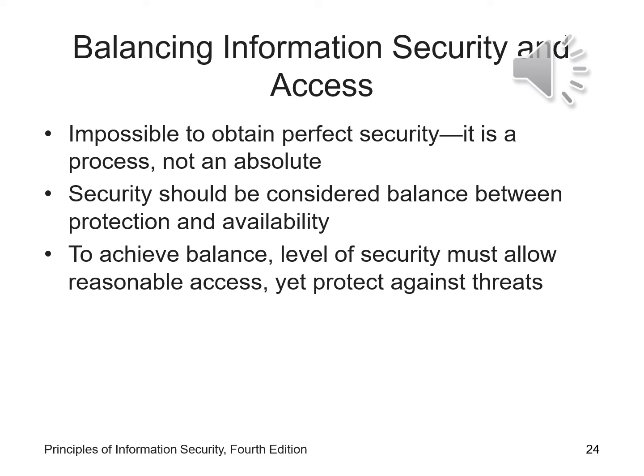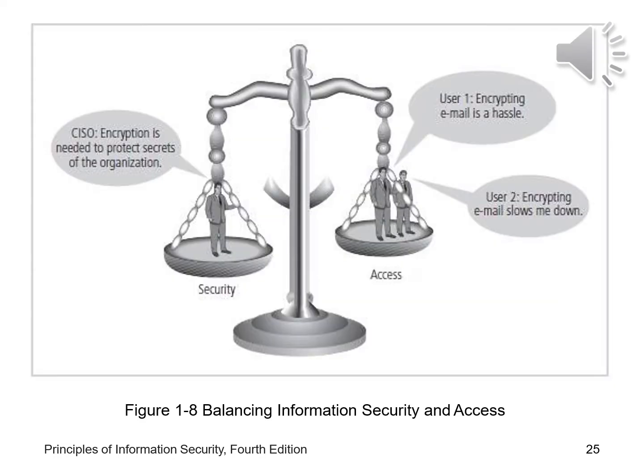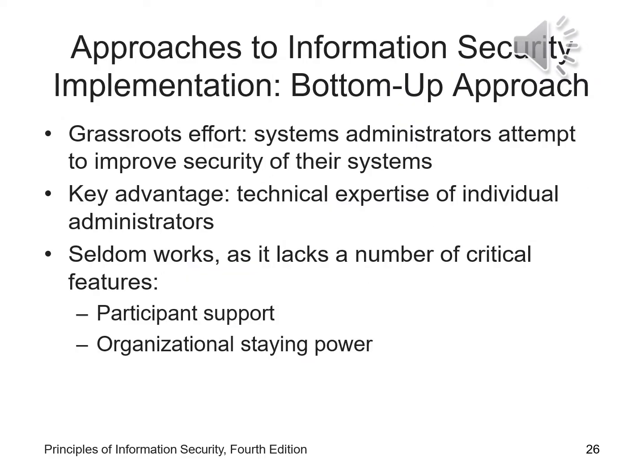Even with the best planning and implementation, it is impossible to obtain perfect information security. Information security cannot be absolute. It is a process, not a goal. To achieve balance, that is, to operate an information system that satisfies the user and the security professional, the security level must allow reasonable access, yet protect against threats. This shows some of the competing voices that must be considered when balancing information security and access.